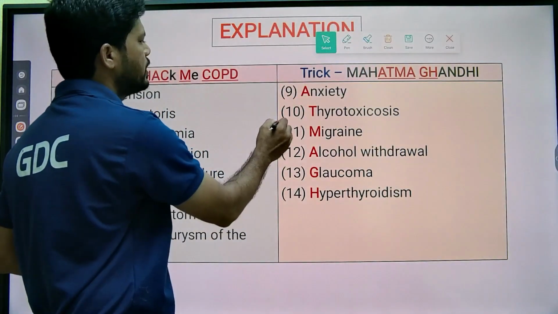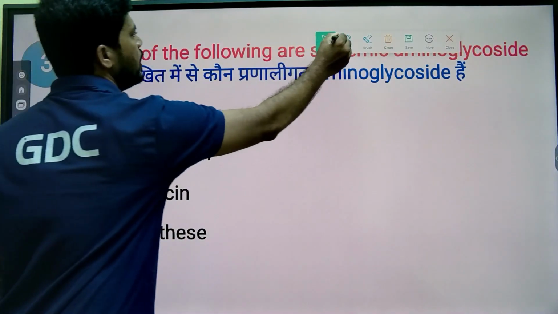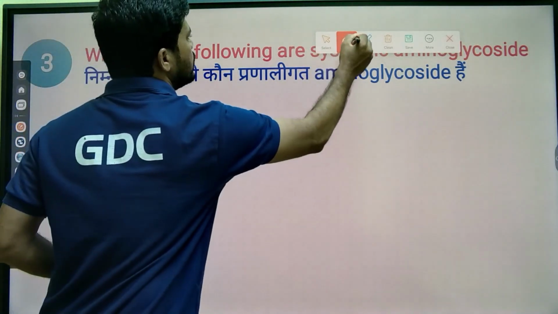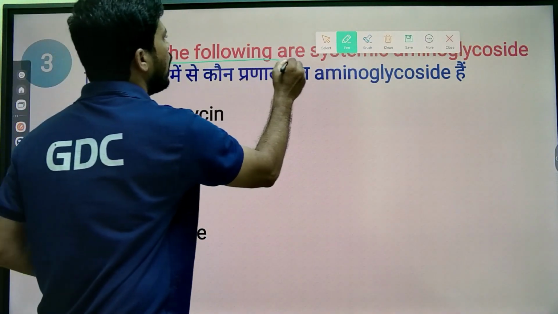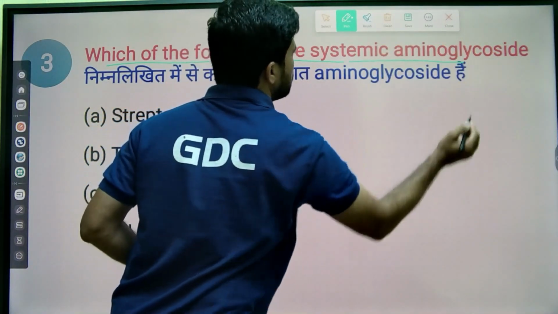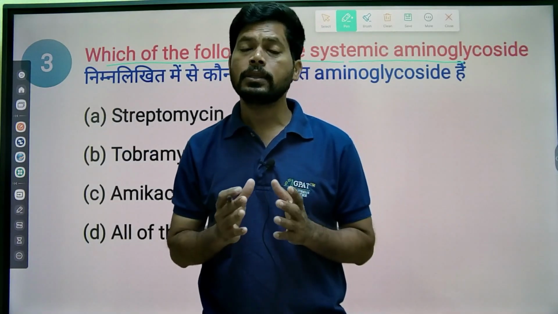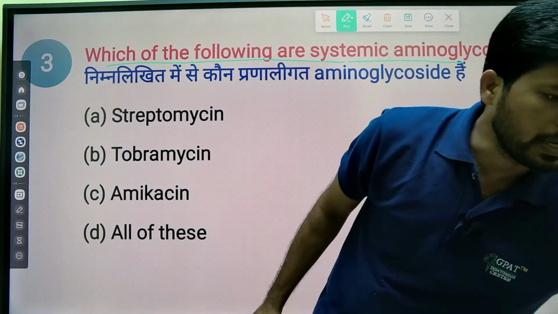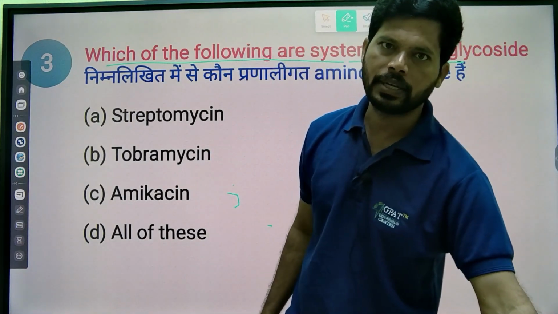So going for the next MCQ. The next MCQ is: which of the following are systemic aminoglycosides? So aminoglycosides are antibiotics that come under the category of protein synthesis inhibitors.